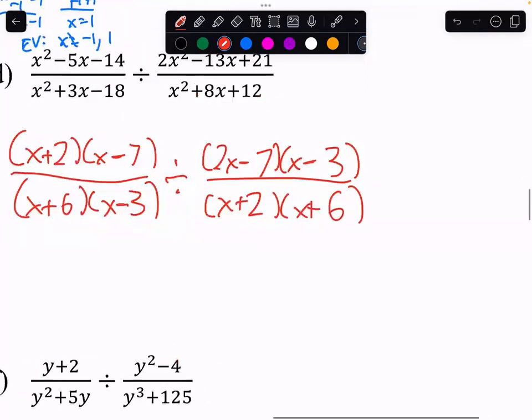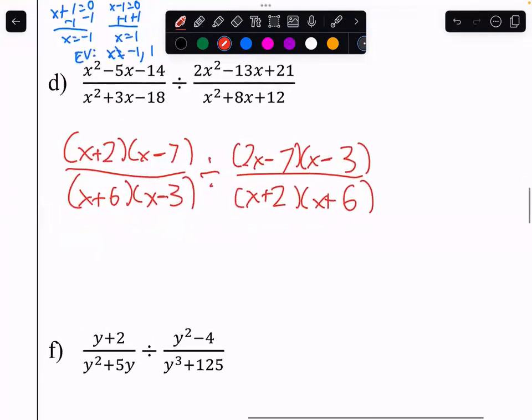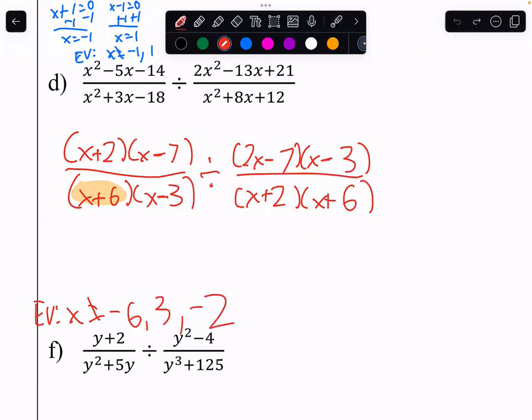Okay, so the excluded values, especially for this problem, I want to make sure you got them all. From here we've got a -6, right? I'll just skip ahead. Here we've got a +3. Here we've got a -2. Here we would have -6 again, so we don't need to write it. But now let's go ahead and do the multiplication by the reciprocal.